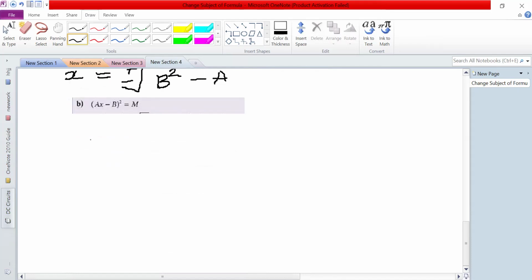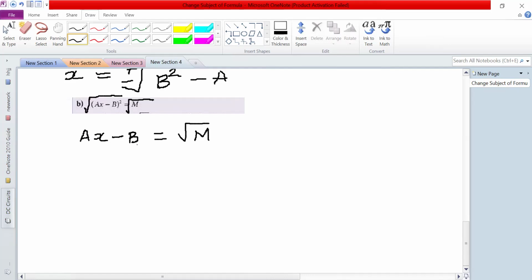In this example, we are also asked to make x the subject of formula. So for us to get rid of the squared, we need to take the square root of both sides. So we'll take the square root of this side, and we'll also take the square root of this side. If we take the square root of the left-hand side, it's going to cancel with the squared. So we're going to be left with ax minus b equals to the square root of m, isn't it?